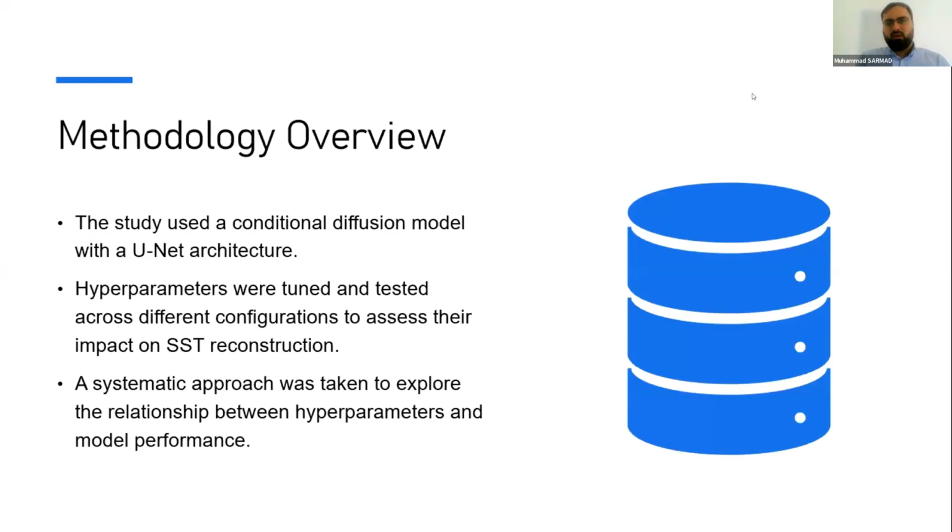So as a base, we use a conditional diffusion model with the U-Net architecture. We tune different hyperparameters and test across different configurations to assess their impact on sea surface temperature reconstruction. A systematic approach was taken to explore the relationship between hyperparameters and the model performance.